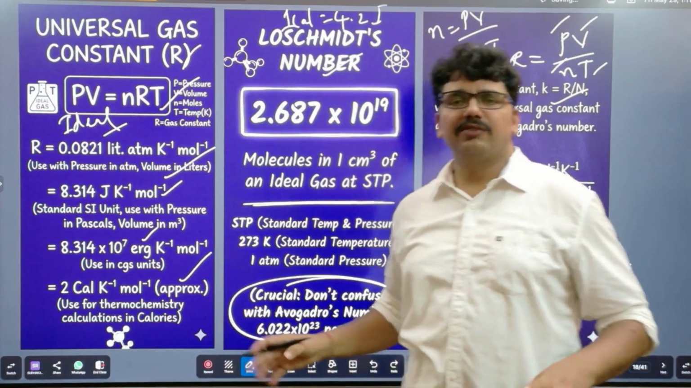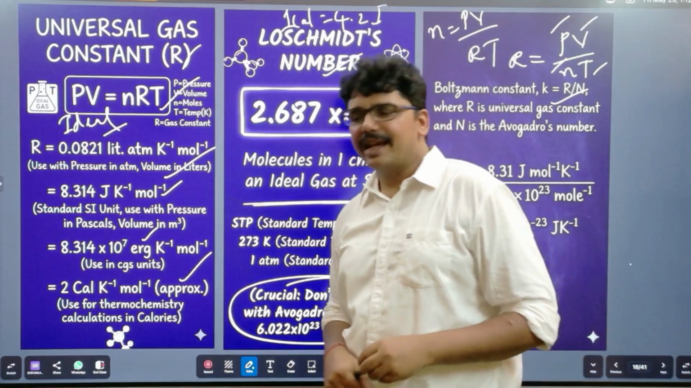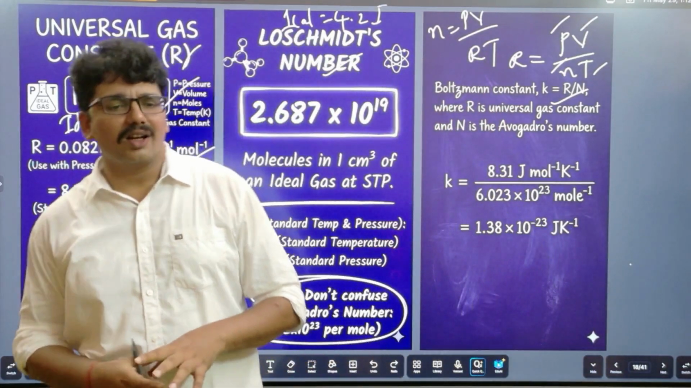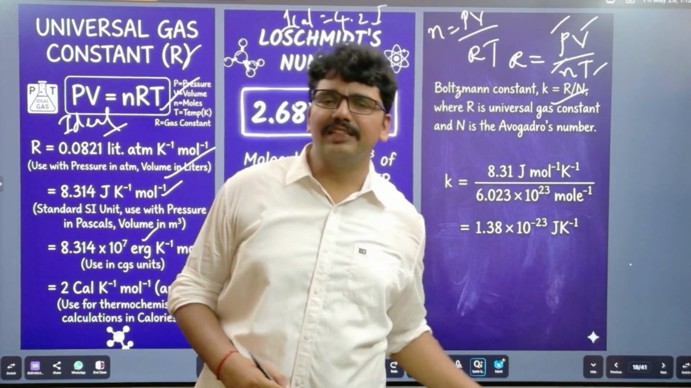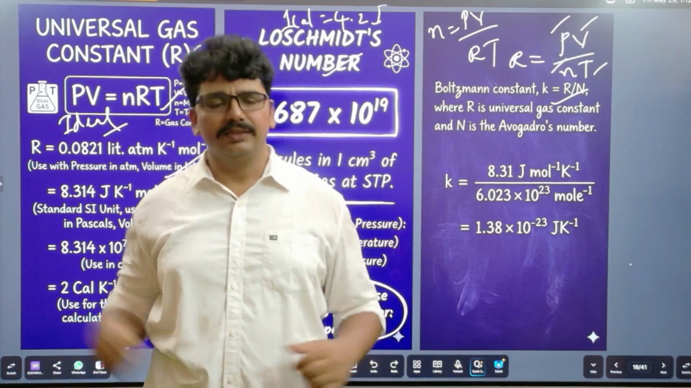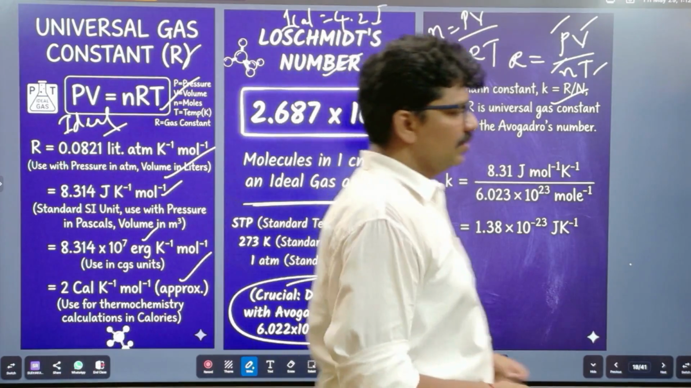So for any gas, for any substance, this R value is fixed. That's why it is called the universal gas constant. Some constants are not fixed for all substances. They are called constants only, but not universal constants. This is a universal constant. Next, I am coming to the Loschmidt number.